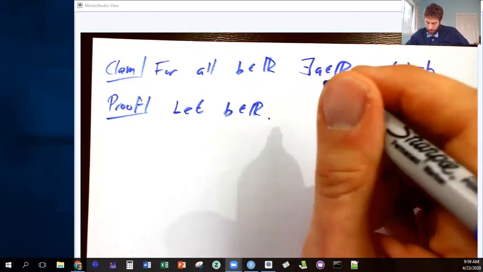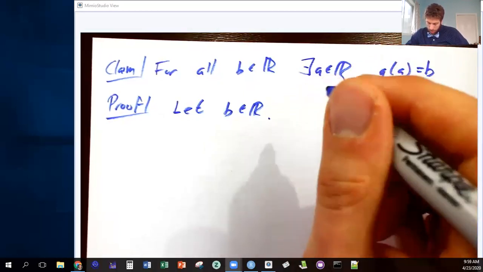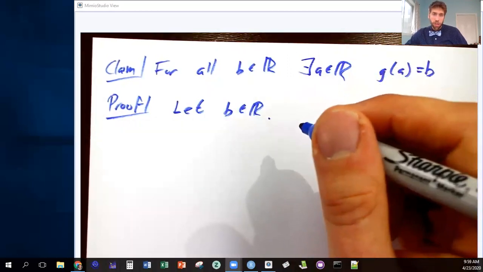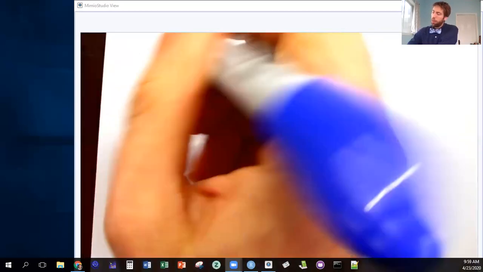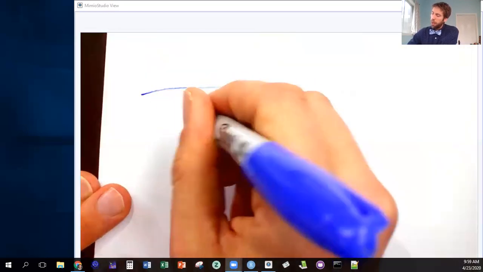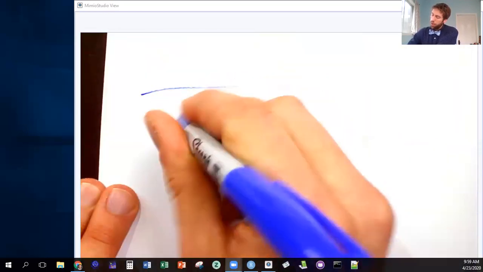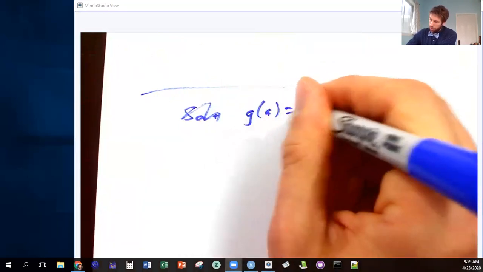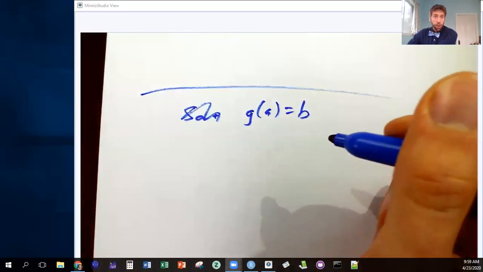So we need 5a plus 3 to equal b. Here's where you can do scratch work, outside the proof. We're looking for g of a equals b. Now we're going to do algebra.